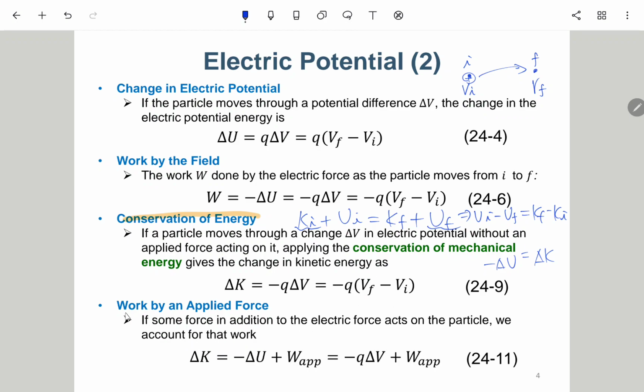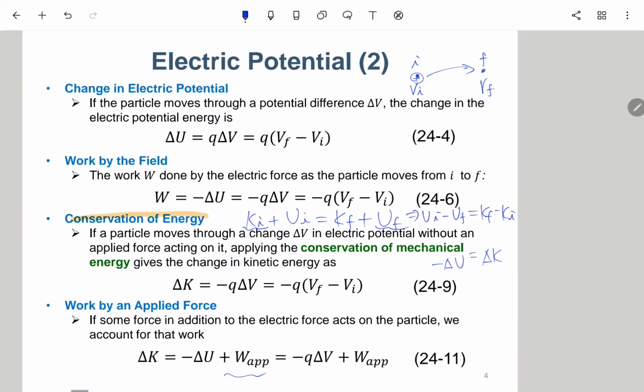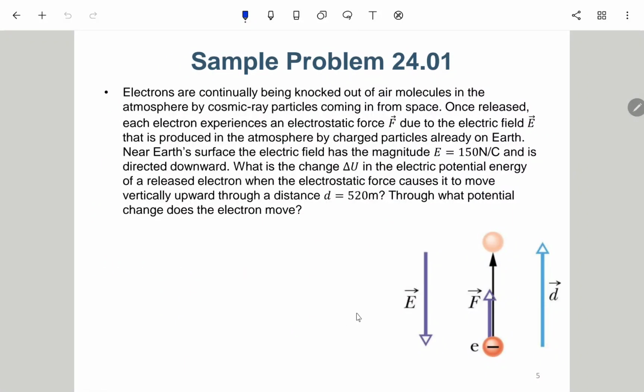Okay, and also we have a work by applied force. If we apply force to a system, then yeah, there will be some work going in or going out from the system. So in that case, there will not be conservation of energy. So actually we need to add this term there. Yeah, I think you should be familiar with it for the mechanical system. So I don't try to elaborate more.